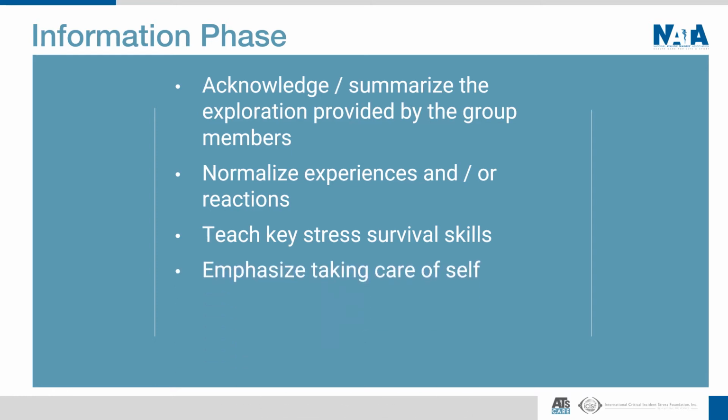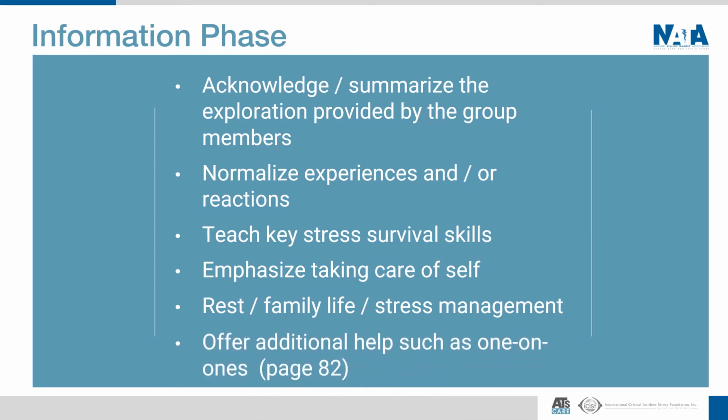We want to emphasize self-care, exercise, talking to people, getting appropriate rest, etc. We want to encourage that individuals get plenty of rest, that they participate in their family life activities and their hobbies, and that they do what they can as best possible to manage the amount of stress to which they're exposed at this point in time. Additional information on how to conduct the information phase of the diffusing is available on page 82.